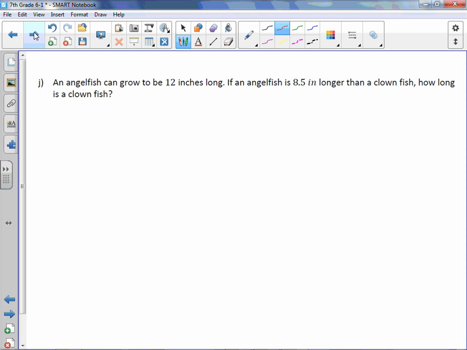An angelfish can grow to be 12 inches long. If an angelfish is 8.5 inches longer than a clownfish, how long is a clownfish? So an angelfish is 8.5 inches longer than a clownfish. We need a variable for clownfish. So I'm going to choose X and write a let statement. Let X equal length of a clownfish.